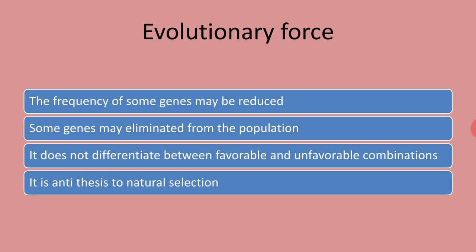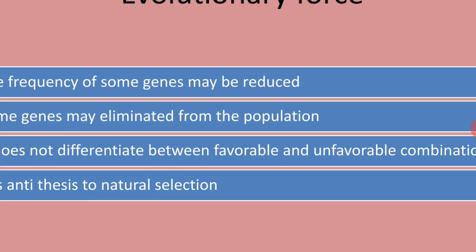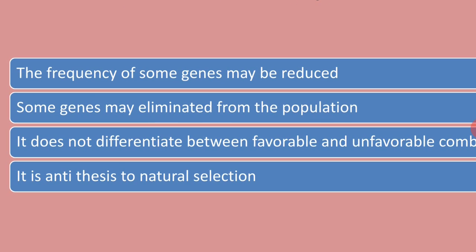But natural selection differentiates between favorable and unfavorable characters, whereas such a differentiation is not exhibited by genetic drift. It doesn't care whether a character is useful or harmful. The frequency of some genes may be reduced in genetic drift, or some genes may be totally eliminated from the population. And as I already told, it doesn't differentiate between favorable and unfavorable combinations. And in this aspect, genetic drift is exactly the antithesis of natural selection.